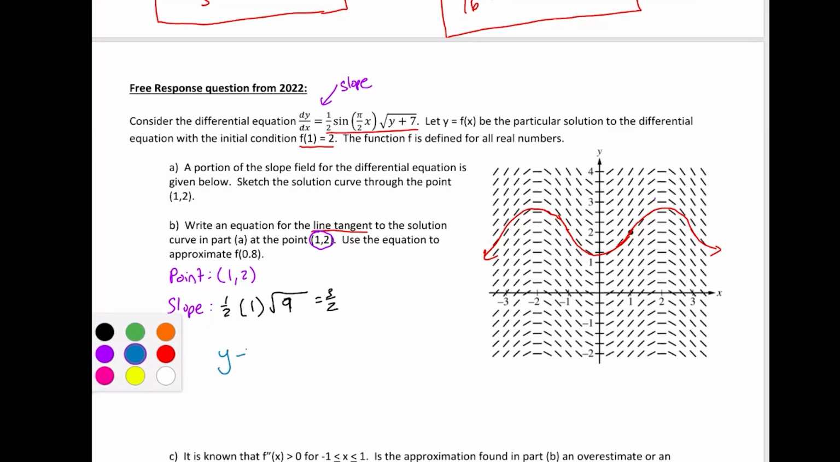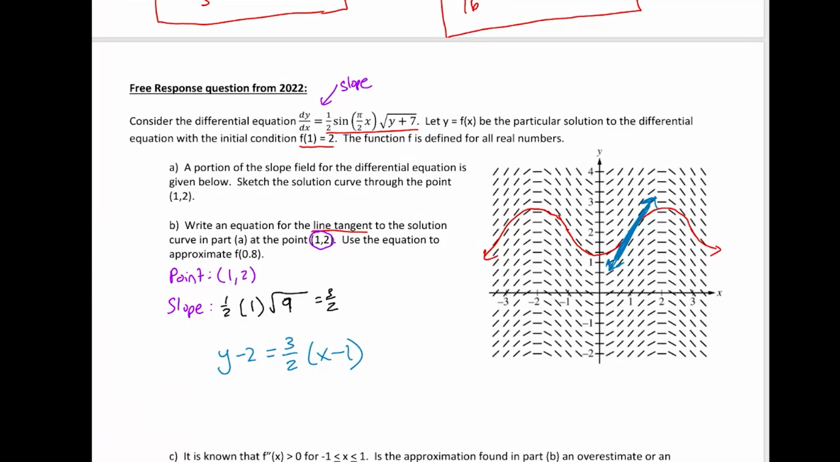So y minus 2 equals 3/2 times x minus 1. So that's going to be the linear function. This is just a rough sketch, but it's going to be something like this. That y-intercept, by the way, looks like it's, let's see, 3/2 times -1 is -3/2, plus 2. So the y-intercept actually is 0.5. Okay, so I was right about that.